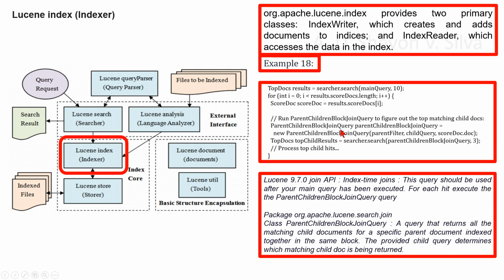The provided child query determines which matching child docs are returned. Index time joining supports joins while searching, where joined documents are indexed in a single document block using indexWriter.addDocuments. This is useful for any normalized content, XML documents or database tables. In database terms, all rows for a join table matching a single row in the primary table must be indexed as a single document block.